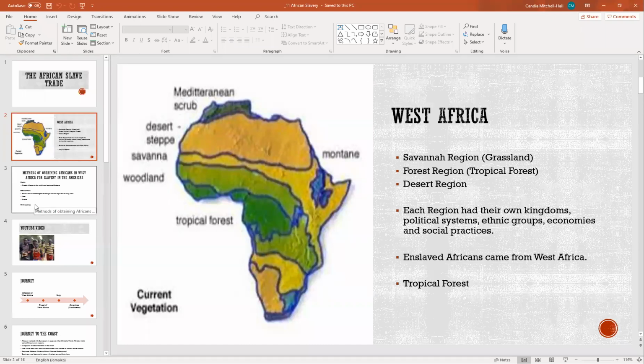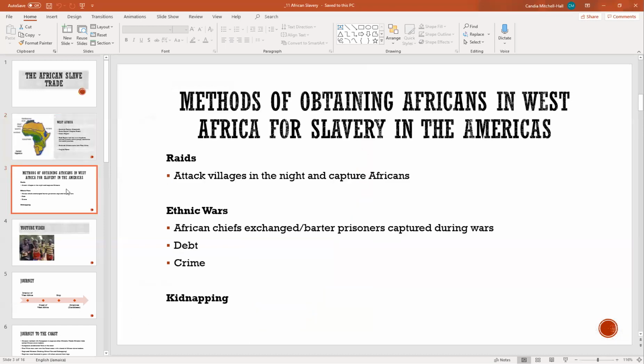And more so the tropical forest area, right? But they came from West Africa. There are several different methods in which Europeans would have obtained Africans in West Africa for slavery in the Americas. And notice I didn't say they went there to get slaves, because our ancestors were never slaves.